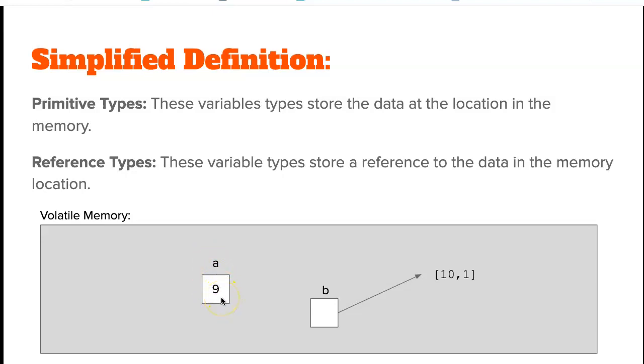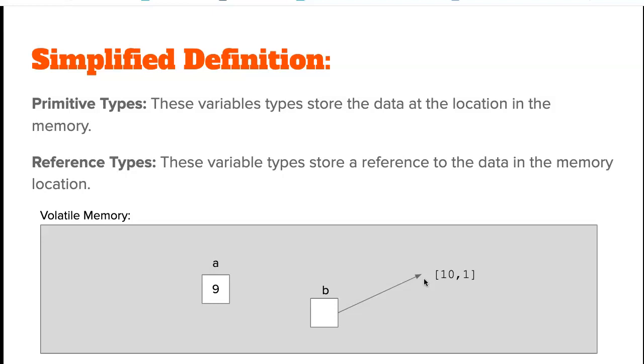And then reference types. These variable types store a reference to the data in memory. So B is a reference type, because if I come to B, I don't find the data, I find a reference to where it is. So this would be some memory address that if I got there, I would go there and then find that data. Again, this is an extreme simplification, but it's a good starting point.